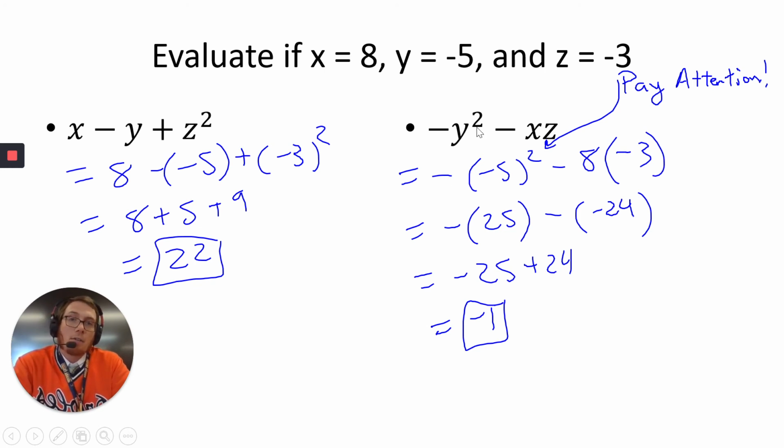Notice on this scenario, this is negative y squared. The temptation is to say, oh, it's negative of negative 5, so the double negative becomes a positive. But since it's being raised to the second power, I must do exponents first. So negative 5 squared should be 25, and then make it negative. That's why it's negative 25 here. Squaring first, and then make it negative. And then here, I'm going to take 8 times negative 3, which is negative 24, minus a negative becomes plus a positive. And then a negative and a positive, subtraction, that's 1, and the bigger number is negative.